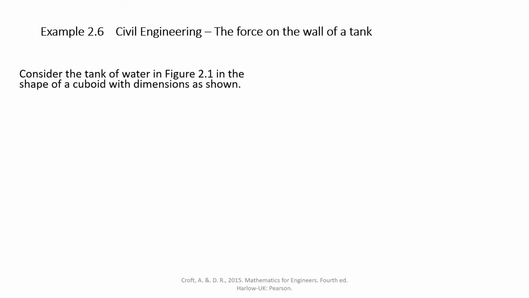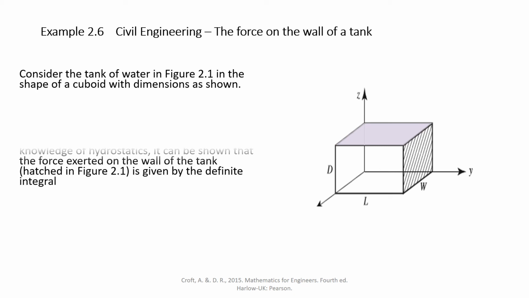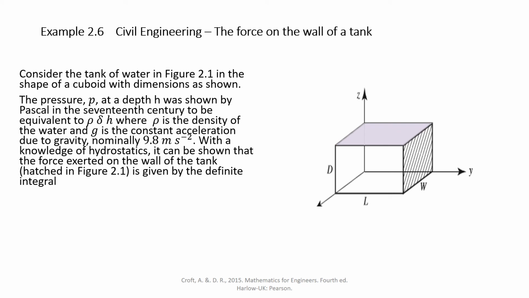Civil engineering, another example. Consider the tank of water as shown. D is the height of the tank, L and W, they are actually the same, but taken L and W because this is a cuboid. Length, height, width are all equal. The pressure P at the depth h was shown by Pascal in the 17th century. Now h is any height, D is the total height of the tank, and the small h will be the height of the water anywhere.